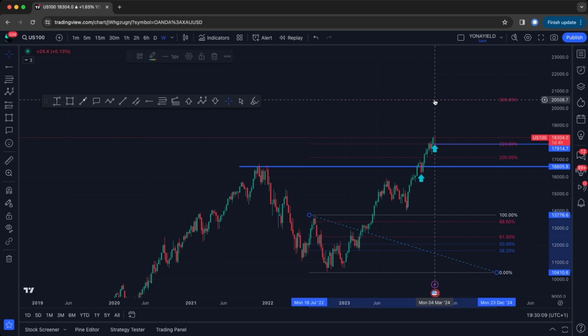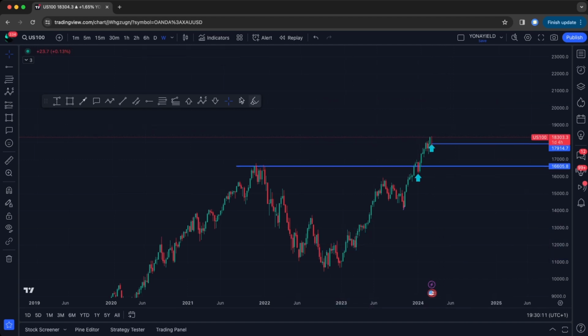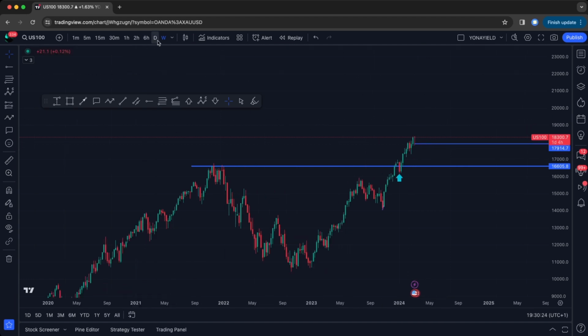It could go 20k eventually. I don't know if it's going to do that right now. It could actually start reversing soon and test these high points here and then come up again, something like that. We will see. Hard to say. And anyway, we want to look now at daily.